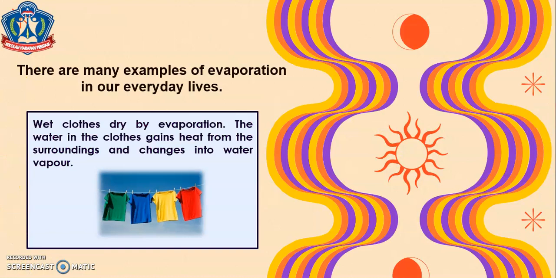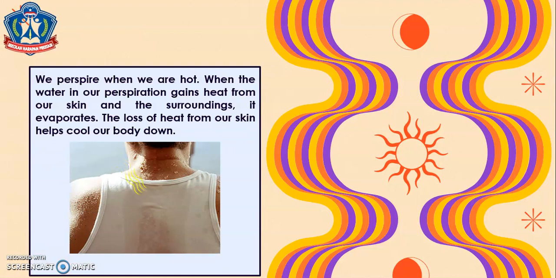There are many examples of evaporation in our everyday lives. Wet clothes dry by evaporation. The water in the clothes gains heat from the surroundings and changes into water vapor. We perspire when we are hot. When the water in our perspiration gains heat from our skin and the surroundings, it evaporates. The loss of heat from our skin helps cool our body down.